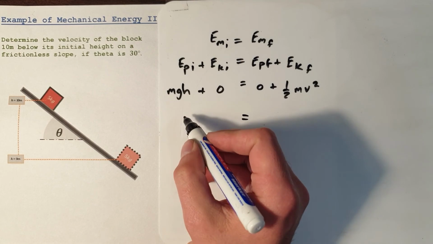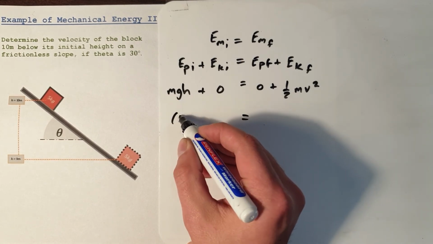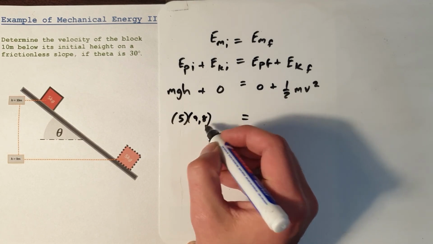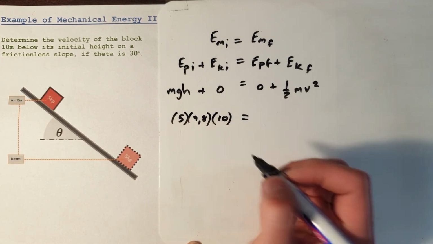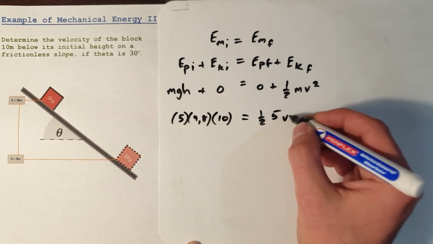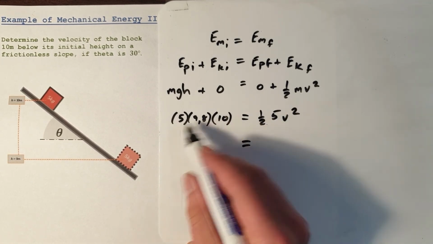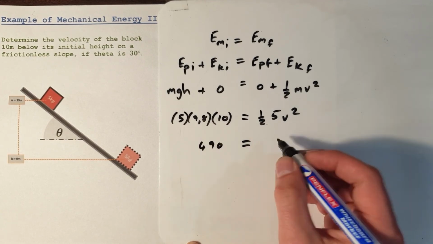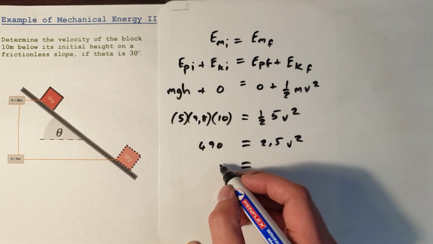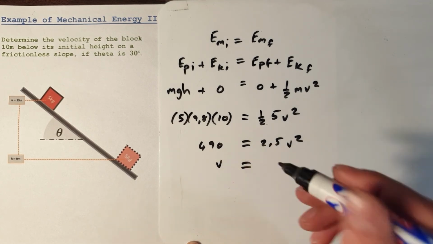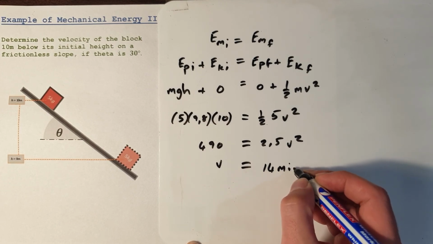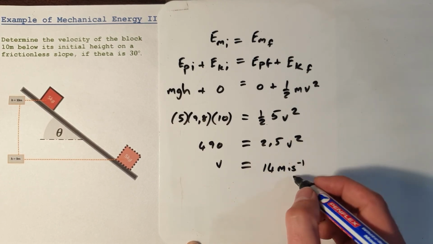So we substitute the values we know: a mass of 5 kilograms, acceleration due to gravity is 9.8, and a height of 10 meters, plus half times our mass at the end, which will be 5, times our velocity squared. And so that will give us 490 equals 2.5 v squared, and that means if we do all the maths, we will eventually get to a final velocity of 14 meters per second.